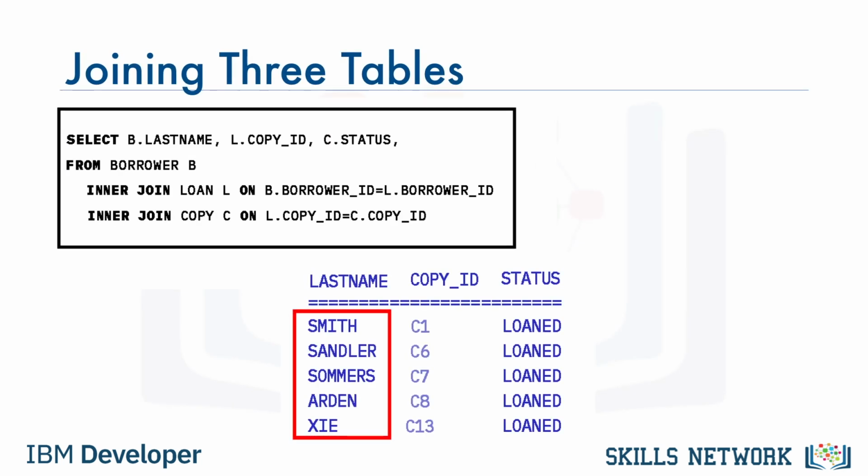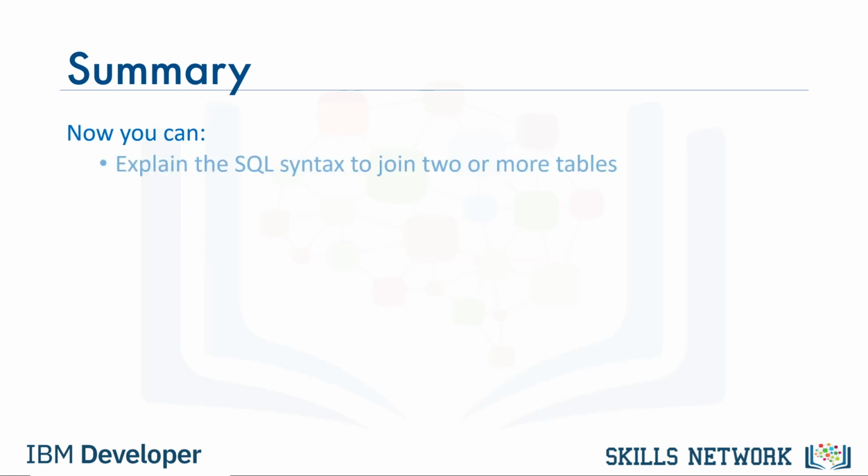We see the name of the borrower, the ID of each book, and the status they have. There are 5 books on loan. If you wanted to add more tables, you simply add new joins to the SQL statement. Now you can explain the SQL syntax to join two or more tables and interpret the result set.